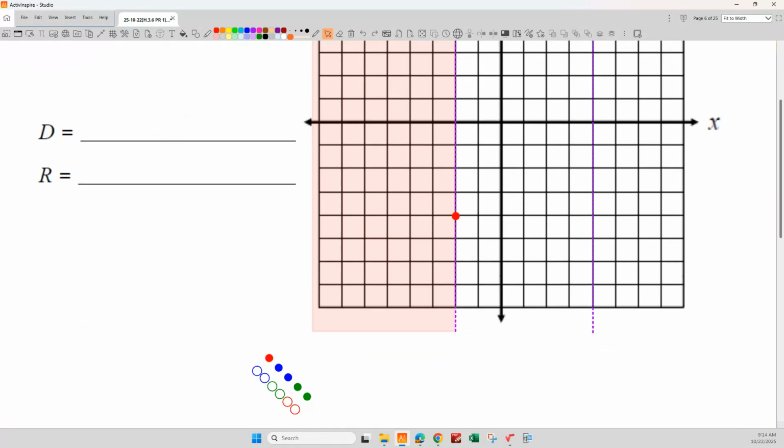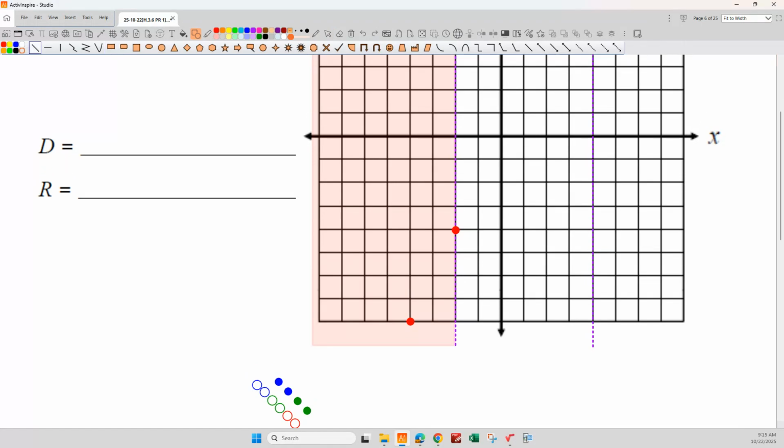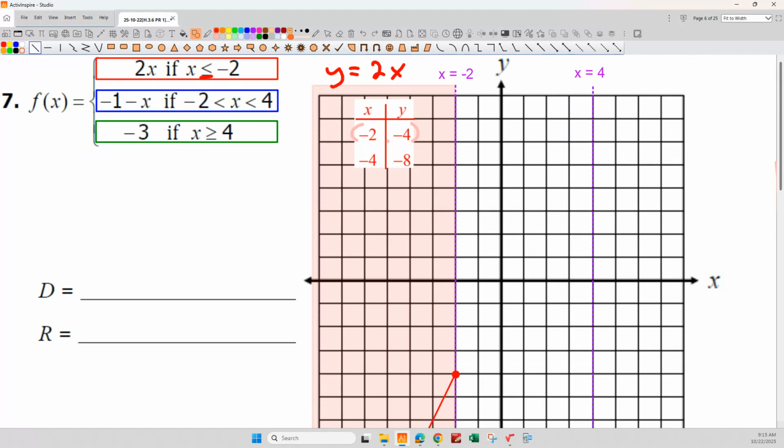If we pick -4, what do we get for our output? -8. Okay, so if we go back to -4, -8 puts us right there. And obviously that's going to be a closed point because it's inside the domain. And then, well, I just connect and extend those points. So there's the red piece. And it's just going to go on forever like that. Okay, give me thumbs. Does that make sense? Okay, good.